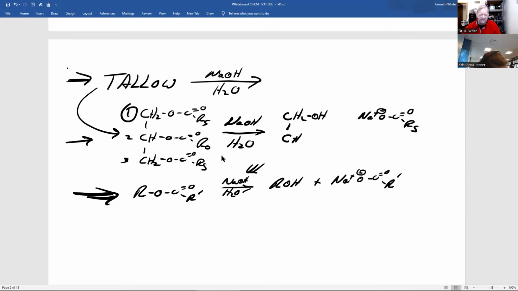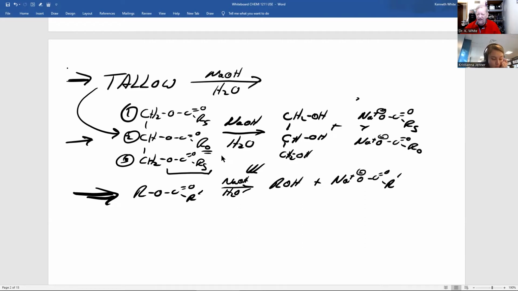And the second ester, you'll get this alcohol. And notice what's R prime? R sub O. So you'll get sodium oleate. And the third ester, you'll get this alcohol. So once again, you get glycerin, but this right here will give you sodium stearate, which we already have. If you want to put a 2 there, you can. You want to rewrite this again right here, you could. That's okay with me, but you don't have to do those.